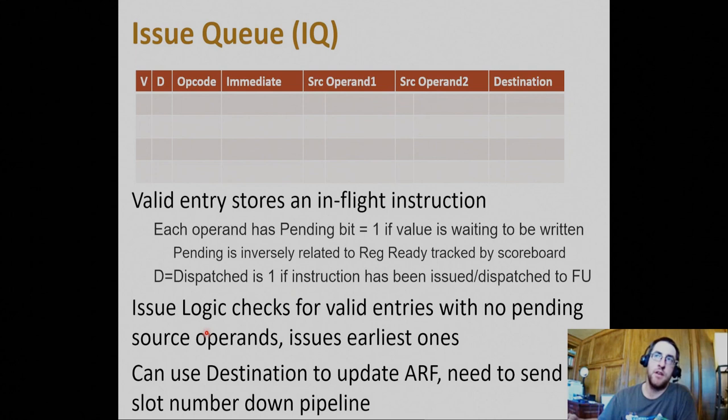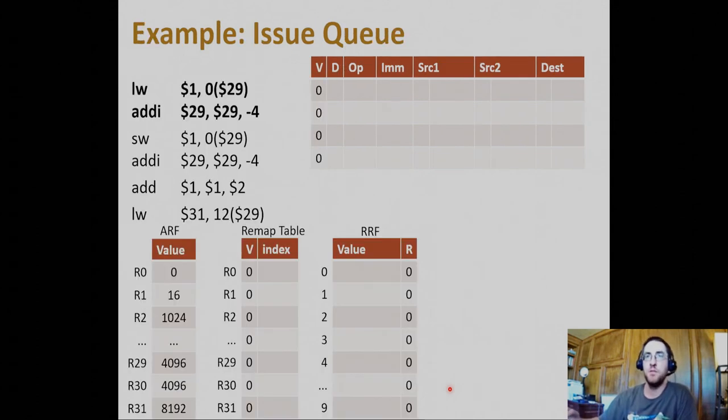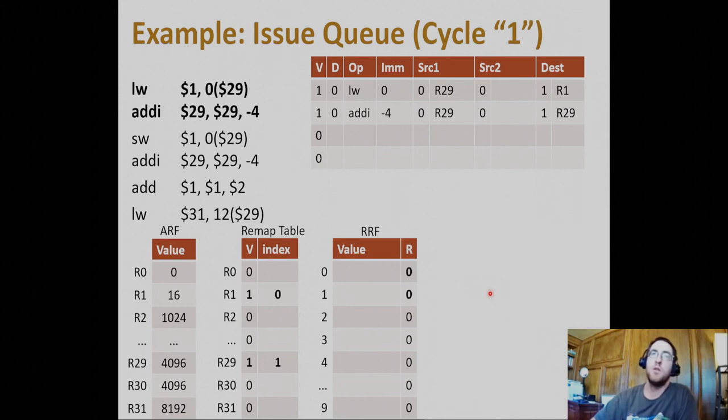And then at the end of the execution, we use the destination field to update the architectural register file if needed. In order to do this, we have to send the issue queue number down the pipeline, and we actually keep instructions in the issue queue as they go down the pipeline. So the issue queue is going to be storing all of the in-flight instructions in it.